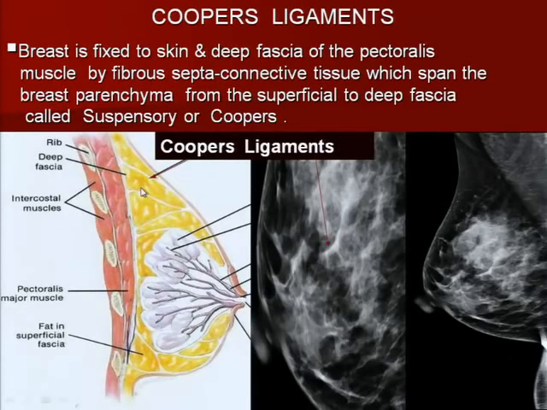So these Cooper's ligaments, they are fibrous septa, connective tissue. They are fibrous tissue, and they run from the superficial to the deep fascia, and they hold the breast parenchyma. On a mammogram, you will see them like this, nice smiling signs. That's the Cooper's ligaments. They're thin, and you can see them there. Those are all the Cooper's ligaments.